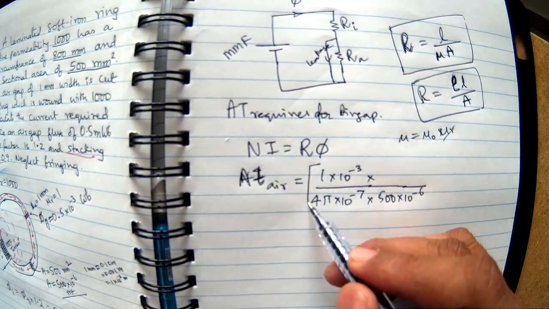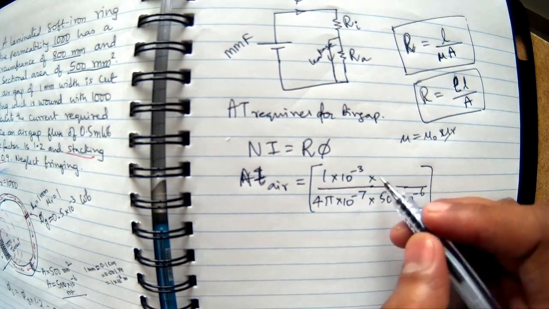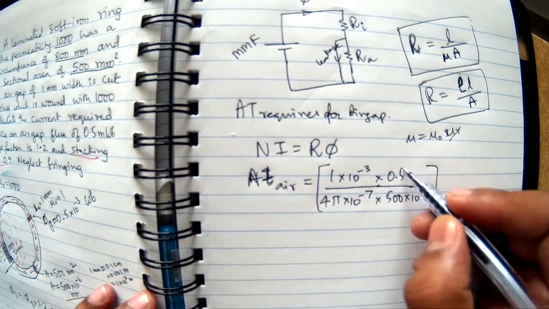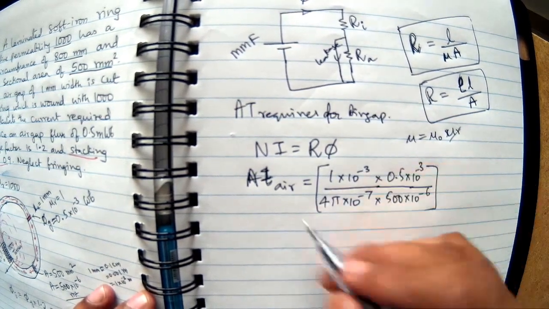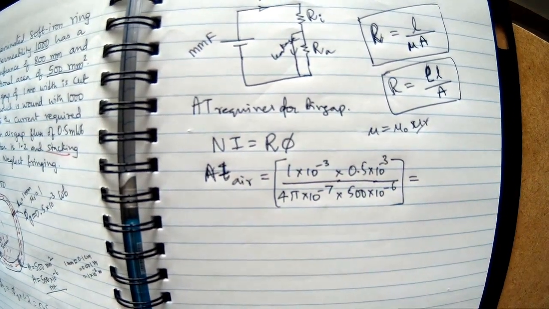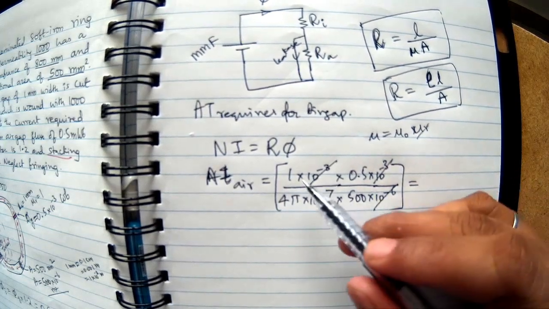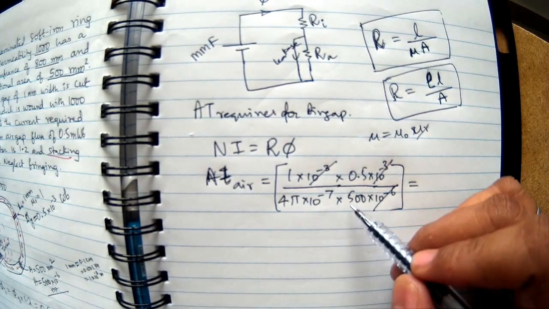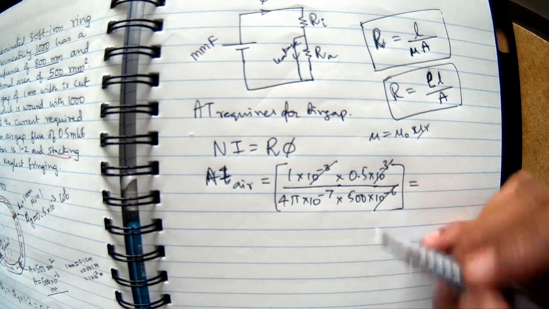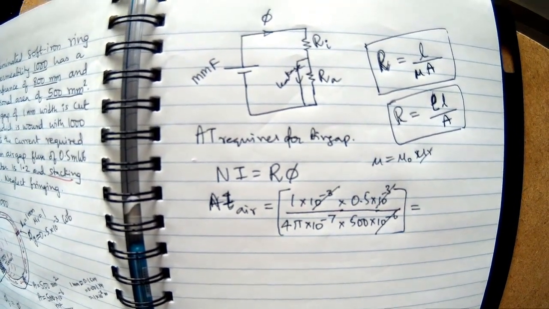Okay. So this entire part is nothing but R. Now what is the flux? I'll just write the flux here itself. 0.5 milliweber, 0.5 into 10 power minus 3. This quantity will give me the air gap ampere turns. So let's calculate that. I can right away cancel off these terms. So I am left with 0.5 divided by 4 pi. This 10 power 7 can go in the numerator and so on. So instead of calculating by hand, let's use a calculator.